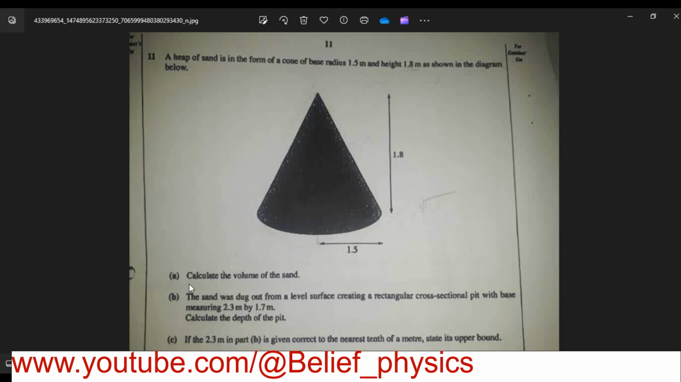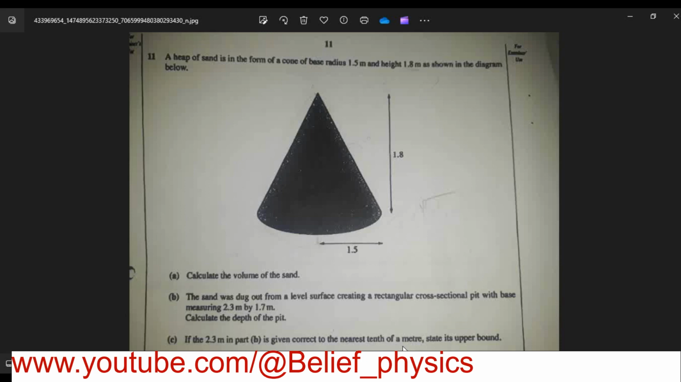Part C is about the upper bound. If the 2.3 meter in part B is given correct to the nearest tenth of a meter, state its upper bound. Tenth means 1 over 10, which means 0.1. It is very easy. In order to find the upper bound, we will divide the tenth by 2. Tenth is 0.1, so 0.1 divided by 2 is 0.05. This 0.05 should be added to the given measurement to get the upper bound. So 2.3 plus 0.05 will give us 2.35. So 2.35 is the upper bound of this measurement.